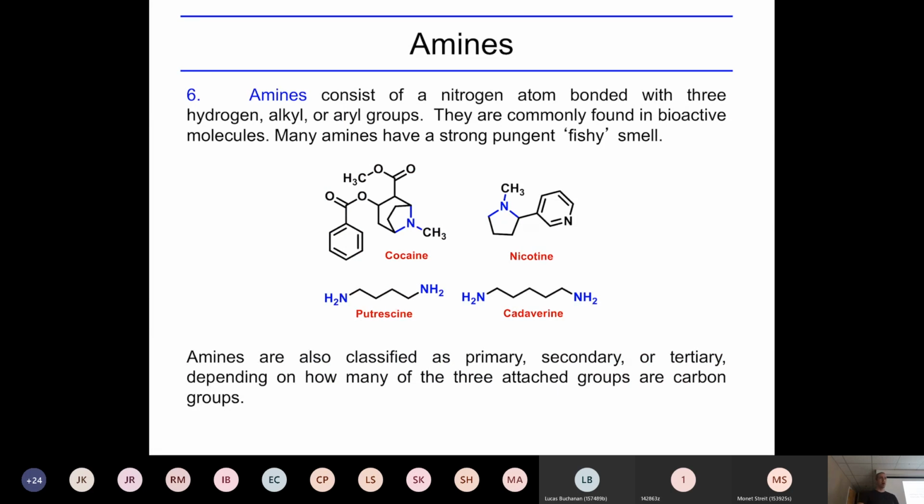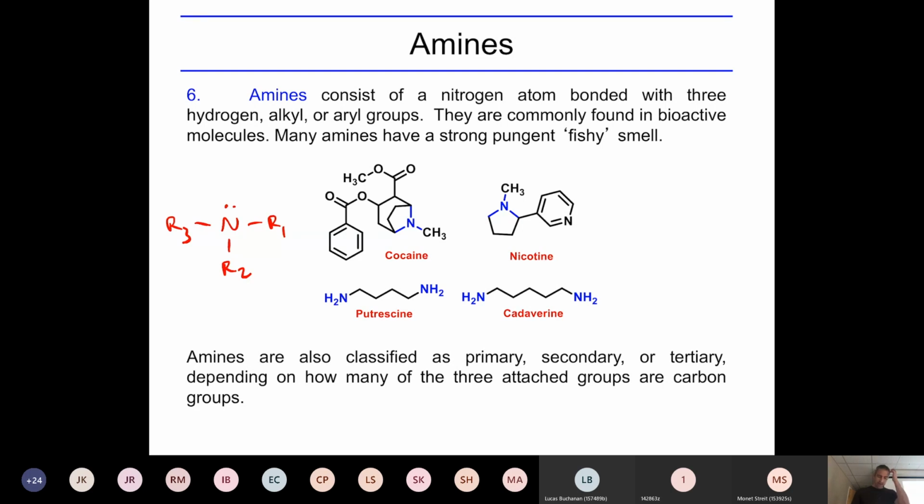Amines, super common in biology. Amines are compounds that have nitrogen attached to carbon, typically with all single bonds. Amines can have 1, 2, or 3 carbons attached to the nitrogen, because nitrogen has a lone pair and you can have up to 3 carbons attached.